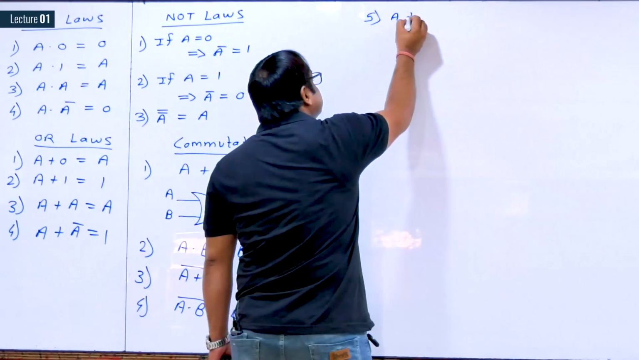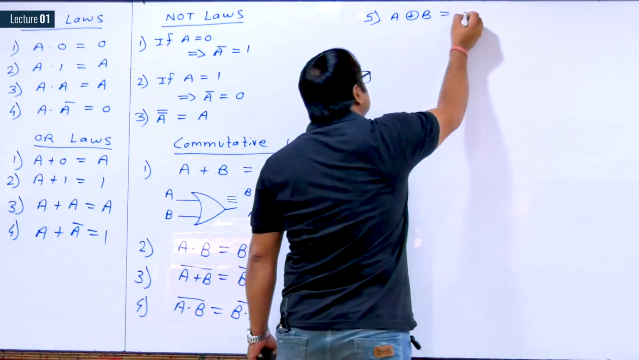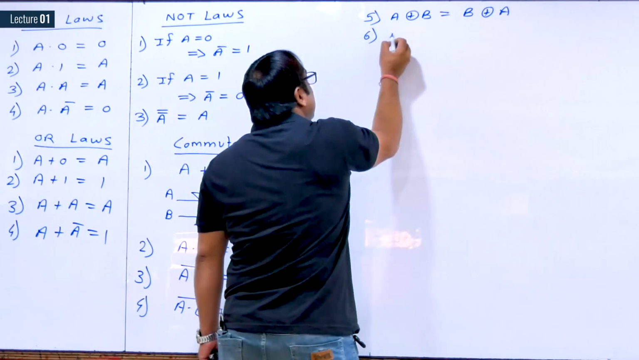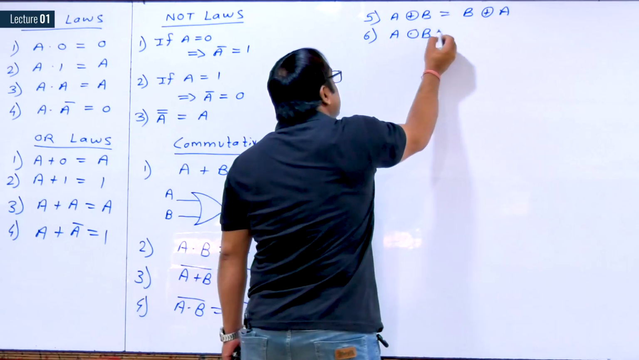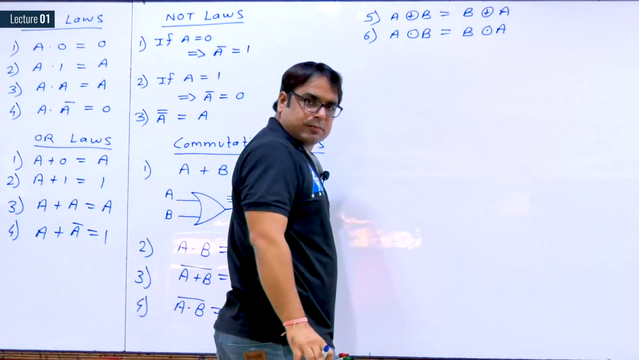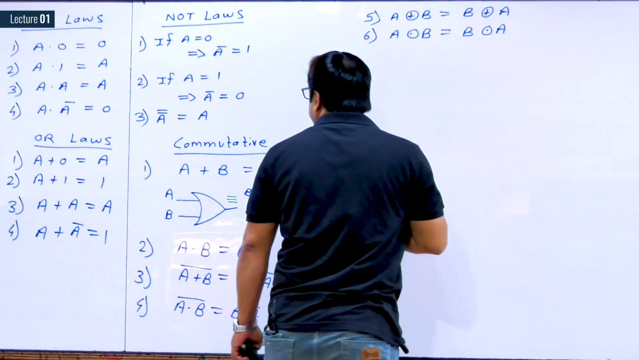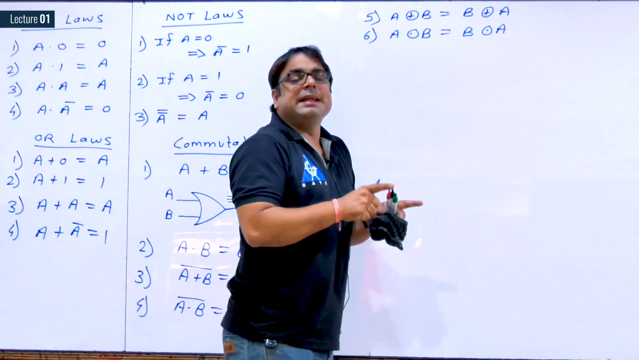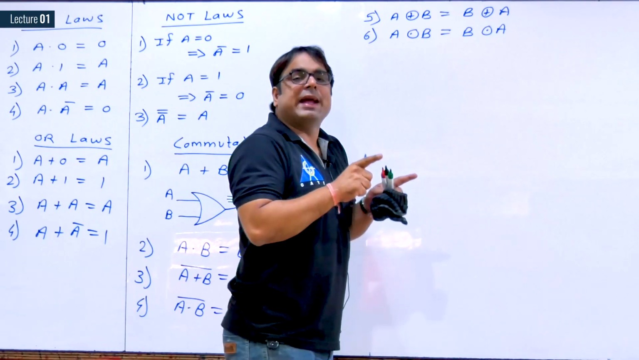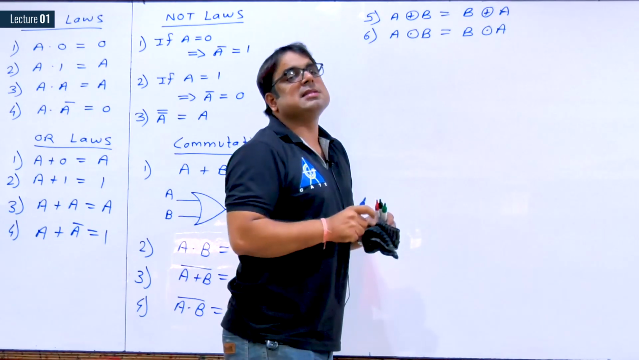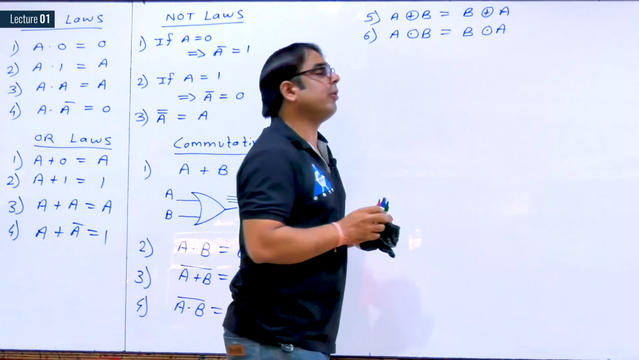So, A XOR B is equal to B XOR A. In the same way, A XNOR B is equal to B XNOR A. Okay. So, commutative law, simple meaning, both the input terminals of any gate are same. You can give any of the input to any of the terminals. So, that is the significance of commutative law.